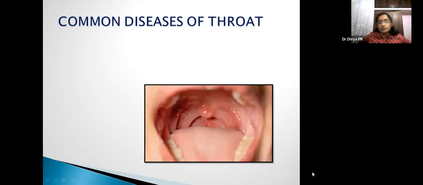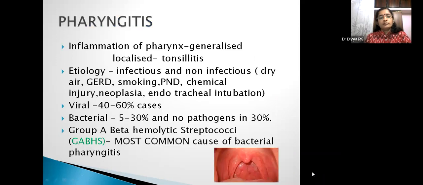The common diseases of the ear and throat. Pharyngitis is one of the most common conditions. As Jinesh mentioned, in most of the cases now, COVID is increasing. One of the major causes is COVID, with clinical features of fever, sore throat, and myalgia. It can be a generalized infection of the pharynx, or localized like tonsillitis. The causes can be infectious or non-infectious. Infectious causes are bacterial and viral.